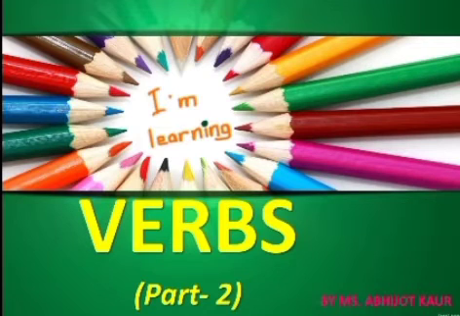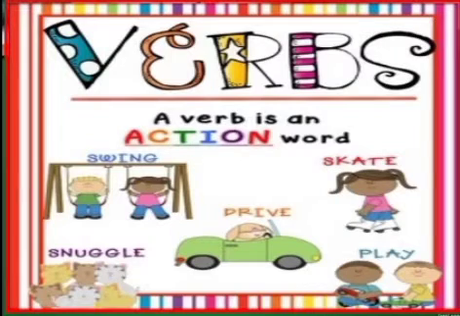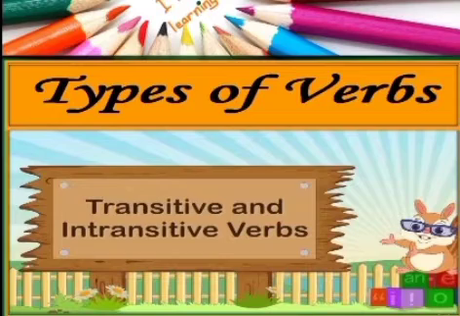In the previous video, we have learned about the meaning of the verbs. A verb is an action word like swing, snuggle, drive, skate or play. And we have also learned about the types of verbs. There are two types of verbs, transitive and intransitive verbs. We have learnt that in transitive verbs, there is a direct object in the sentence which answers the question what. And an intransitive verb doesn't have any direct object in the sentence.